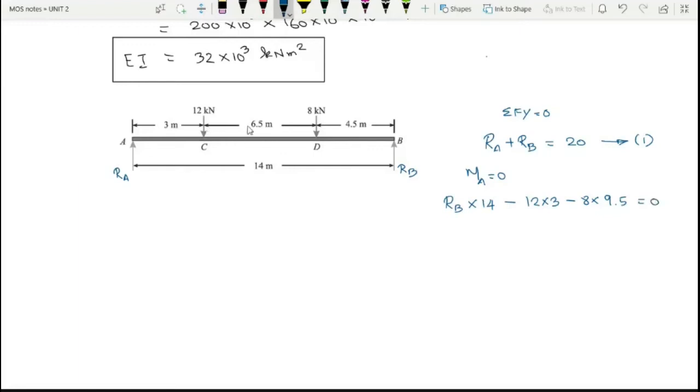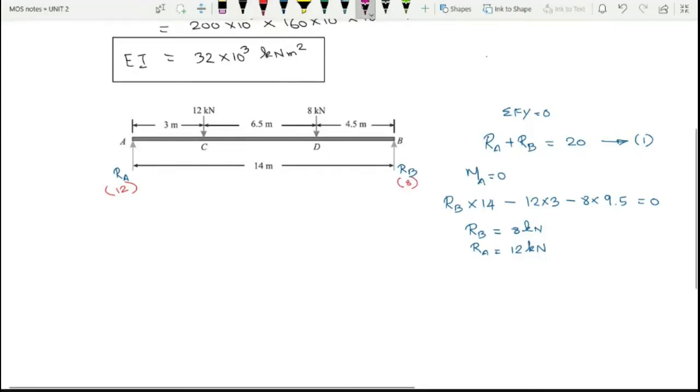So I have only 3 forces. I'm taking moment for these 3 forces. For this force, 12 into 3. For this force, 8 into total distance, 9.5. And for this force, it is 14. Right? So what will be your RB? So RB is 8 kilonewton. So in that case, RA will be 12 kilonewton. Right? So I identify the value. So this one is 12 and this one is 8.